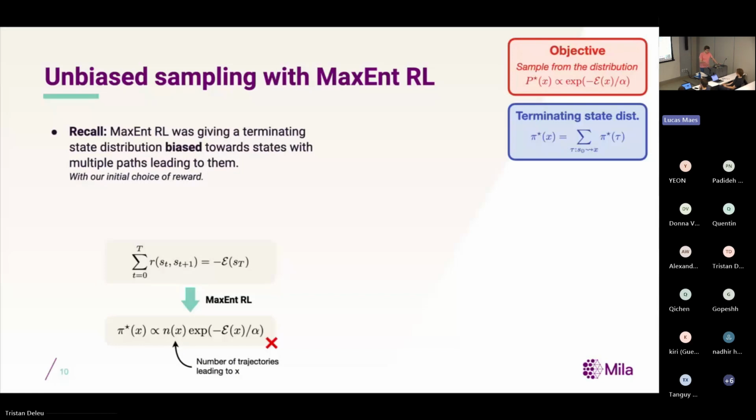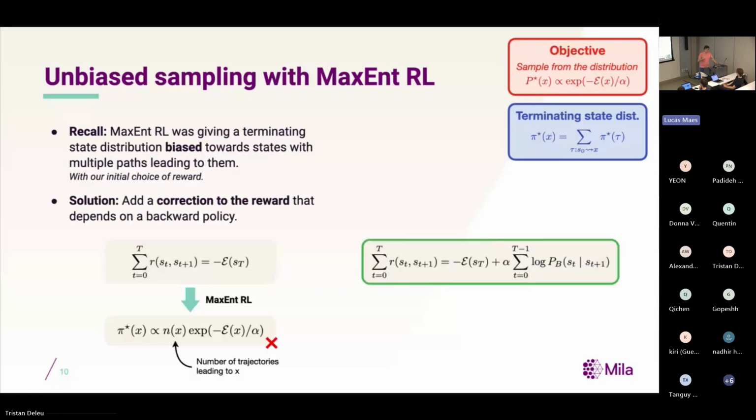But what we show in the paper is that instead of completely changing everything and moving to GFlowNets, what we can do is just apply MaxEnt RL to a different MDP. This different MDP is just going to change the definition of the reward function. We correct the reward function by adding something that we call the backward policy. So instead of the sum of rewards being just equal to minus the energy, we now also add the sum of backward policies to the definition of this reward. What we show in the paper is that if we define the MDP with this reward function and apply MaxEnt RL, then we end up with an optimal policy whose terminating state distribution is proportional to exponential minus the energy, which is precisely what we want.